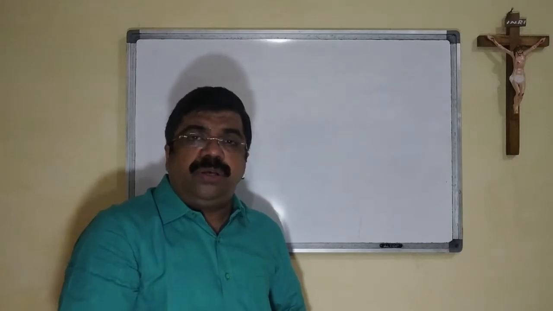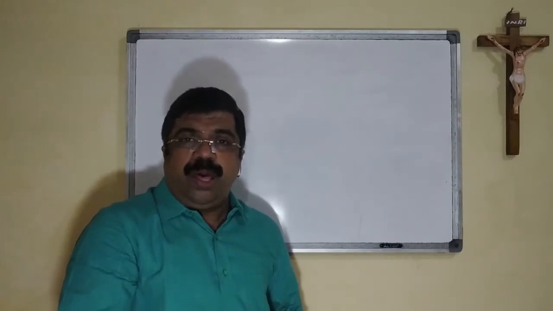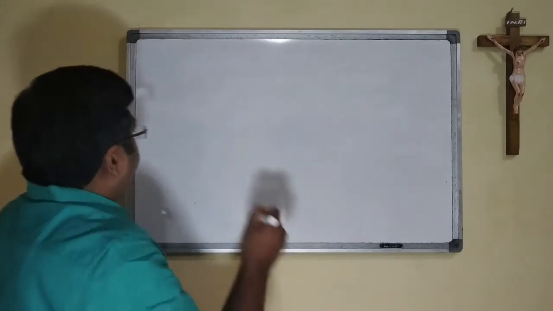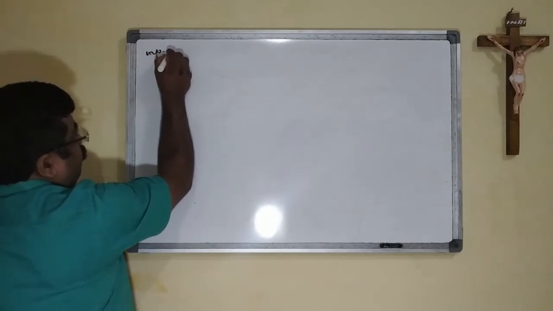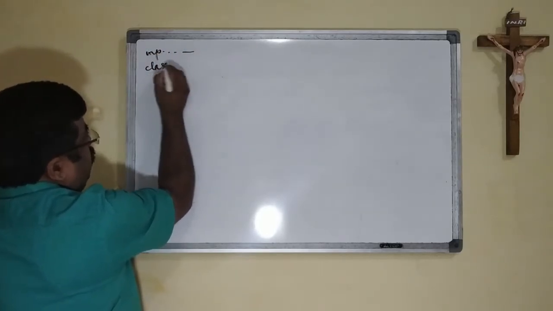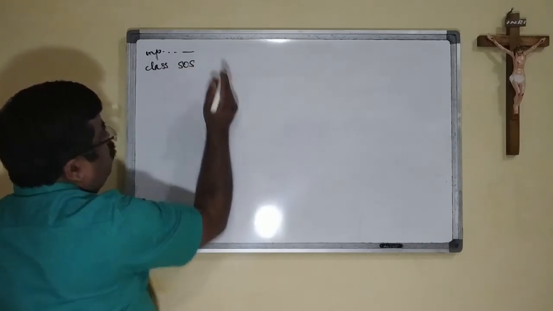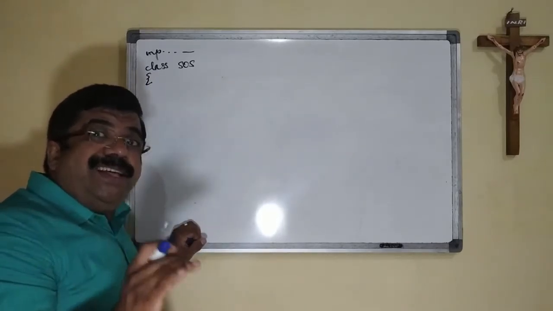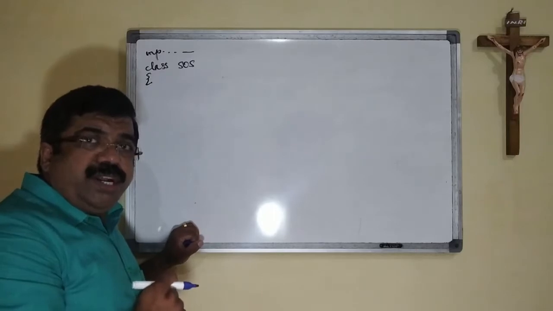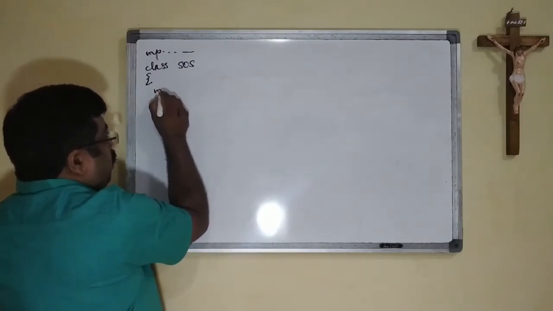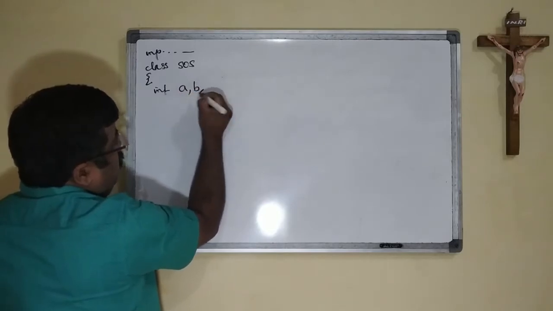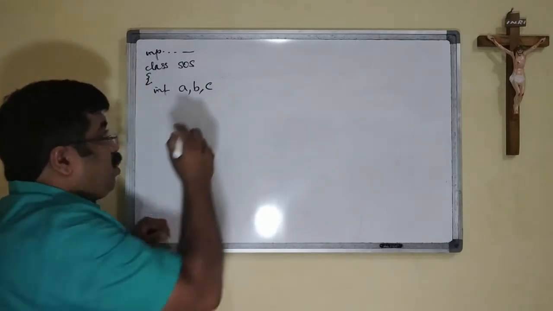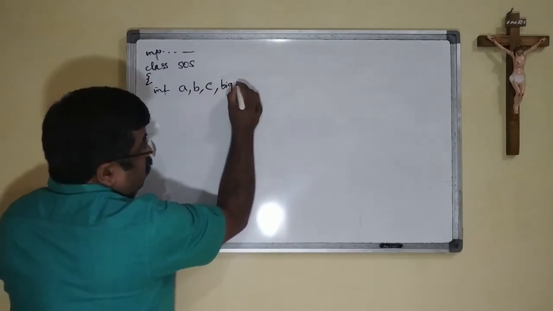Our question was to read three numbers and print the biggest. So let us see that program. Import will be there. Afterwards, class, so and so. Then you may declare the variables. We had three variables, three integer numbers. Declare them int a, b, c, and we have to find out the biggest number. So declare the variable for that also.